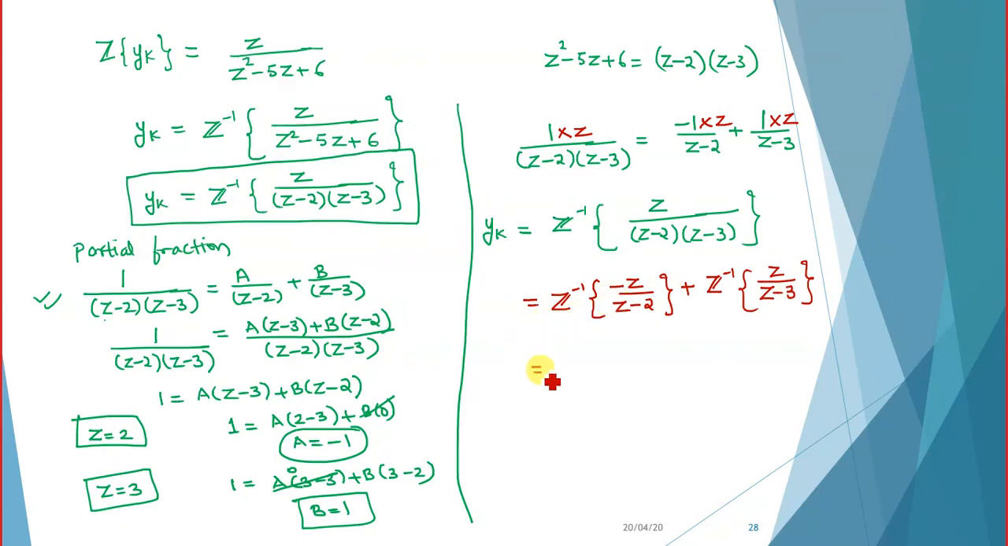Now apply the rule. So for this minus sign outside, z over z minus 2 gives you 2 to the power k, plus 3 to the power k. This is the value of y(k).